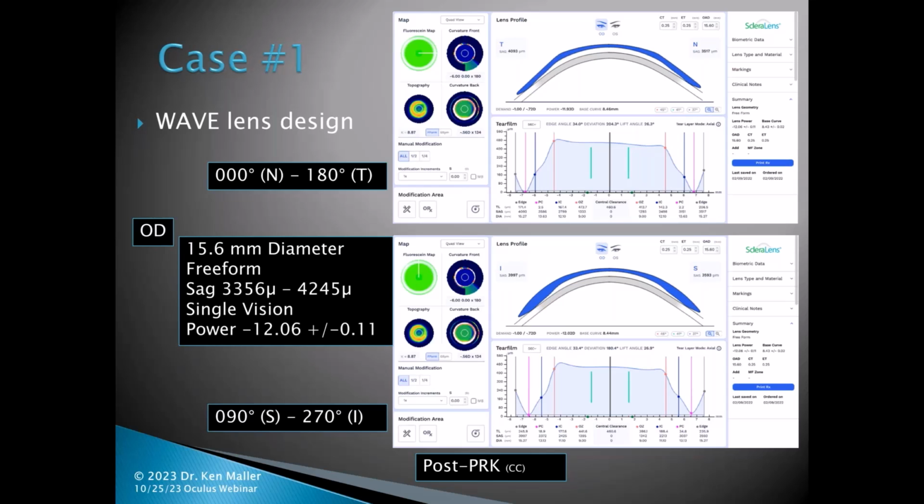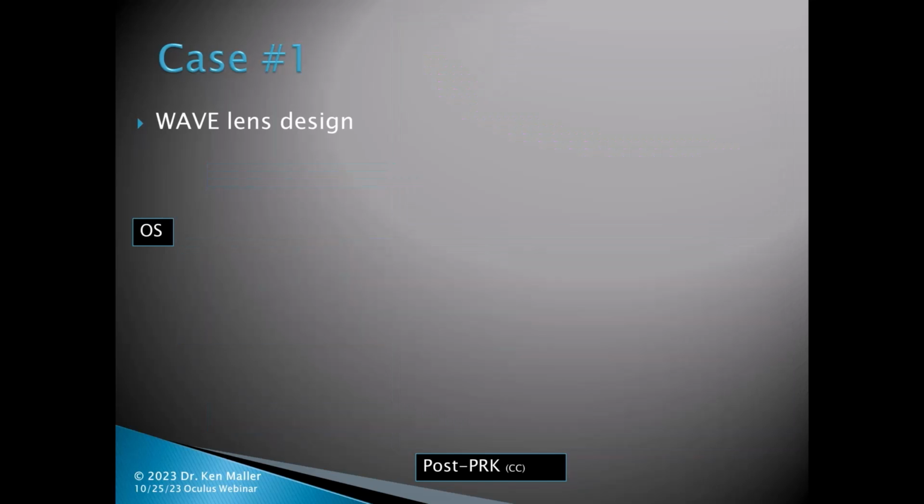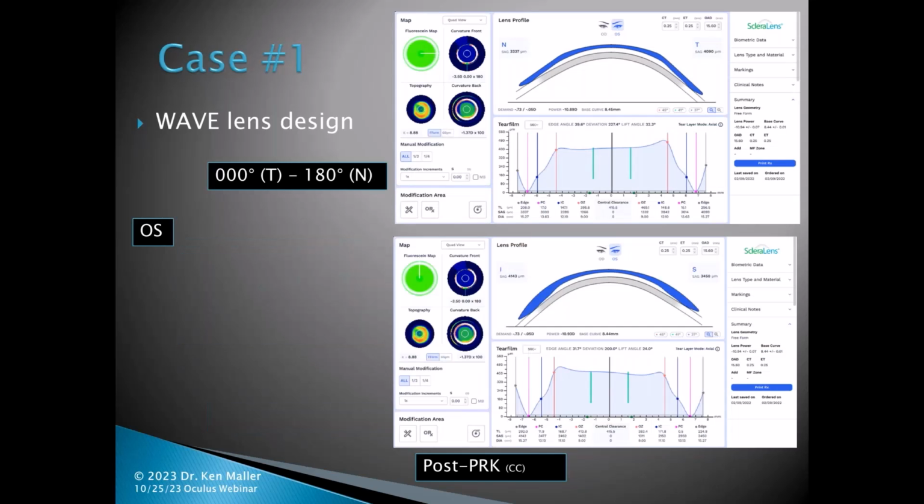Or said in English, the portion of the lens that has the least sag is nearly a millimeter higher off of this eye than the one that has the deepest sag. I created single vision lenses, and you see I did put the high minus power there of minus 12. And for the left eye, once again, the horizontal and vertical cross sections of what I had designed.